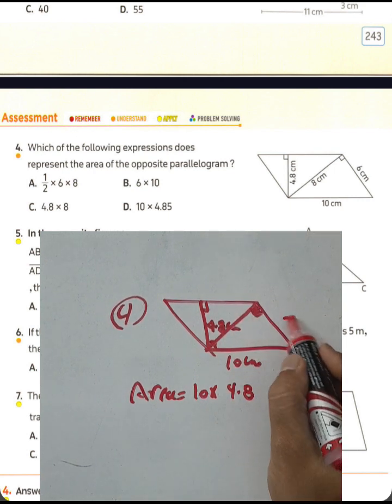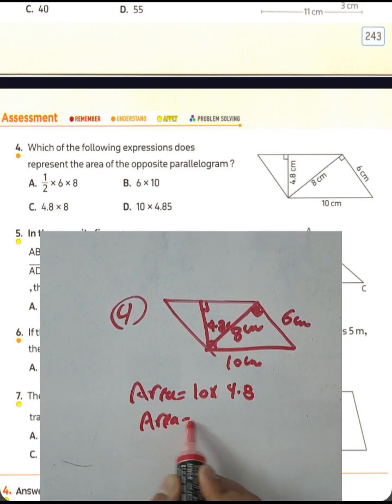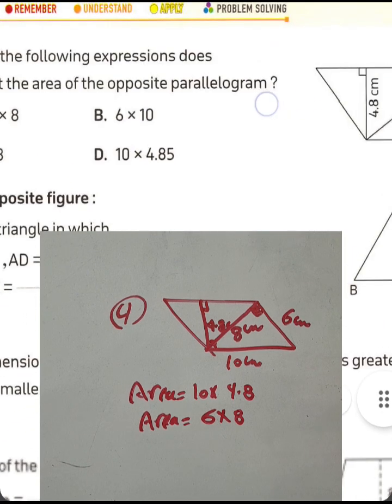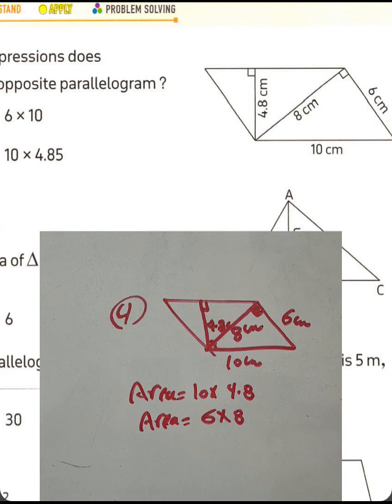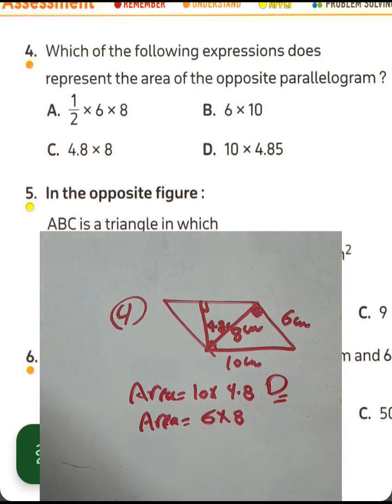Or you can write this base was 6 centimeter and this height was 8 centimeter. Then the area will be 6 product by 8. As you like for this example. Then you must choose 10 times 4.8. Question number 4, choose letter D. 10 product by 4.8 centimeter. Choose letter D.